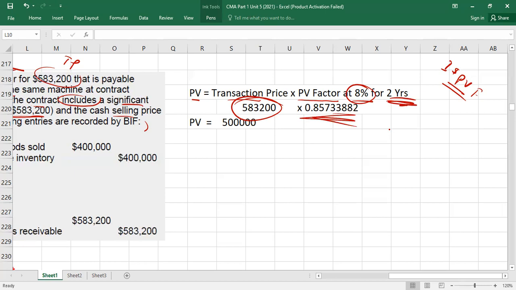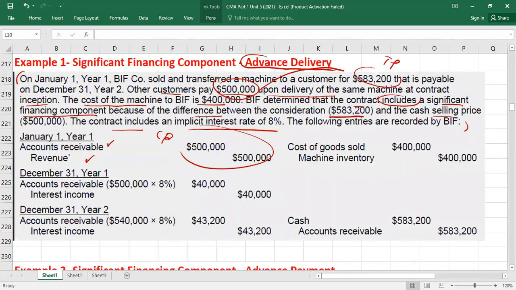If you are from a non-finance background, don't worry. You will simply book the entry with the cash price. Once you multiply these two, this will give you a present value equal to 500,000, which is your cash price. Understood? So what we have done here is debit receivables, credit revenue. It's a sale at the cash price.